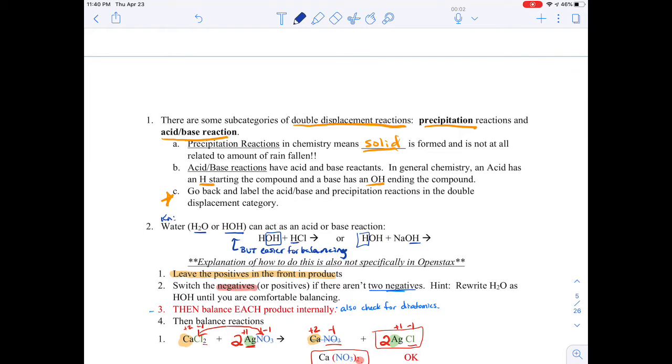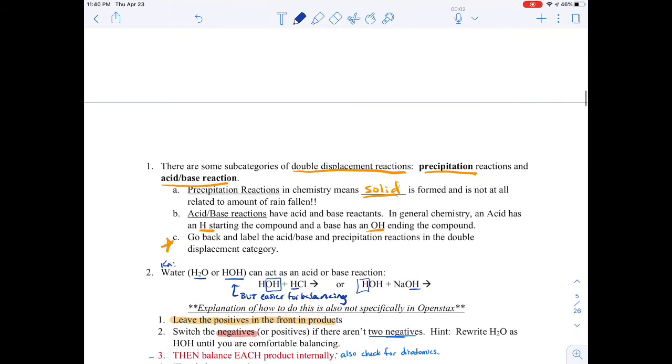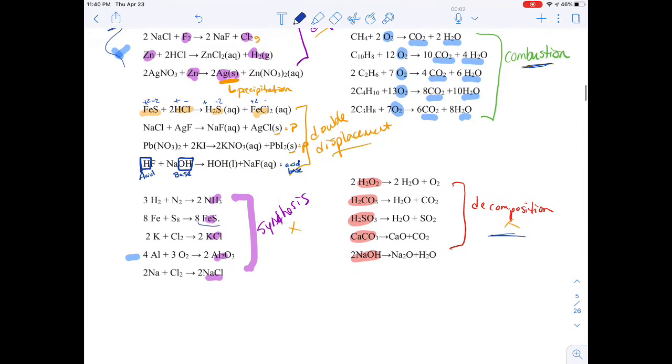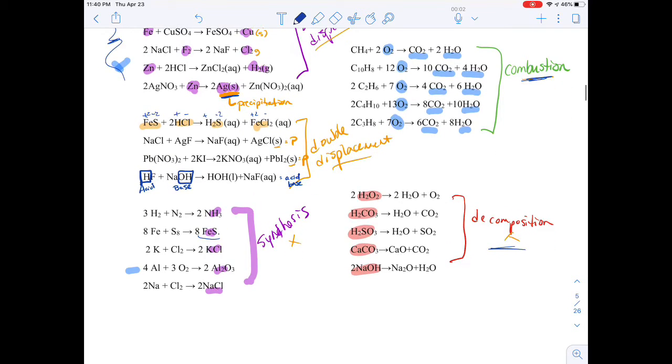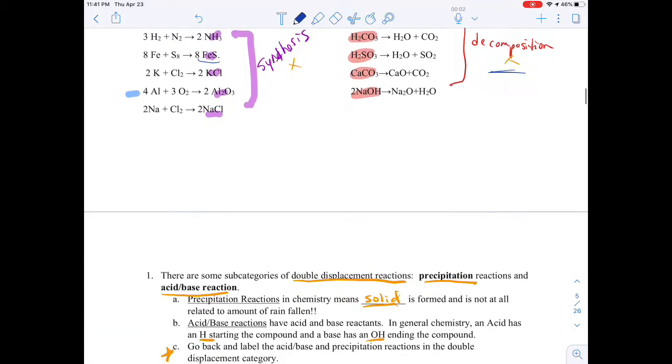Now we went back and we mentioned that there are some subcategories of a double displacement. So precipitation is the word that means solid. And so in this purpley double displacement category, when we had a solid, that was precipitation. Oops, I'm in the single displacement. Just one second. So in the double displacement, when you make a solid, you have a precipitation. And then an acid base is where you have something that has an H on the front and an OH in the back. And they make water. That's the acid base.